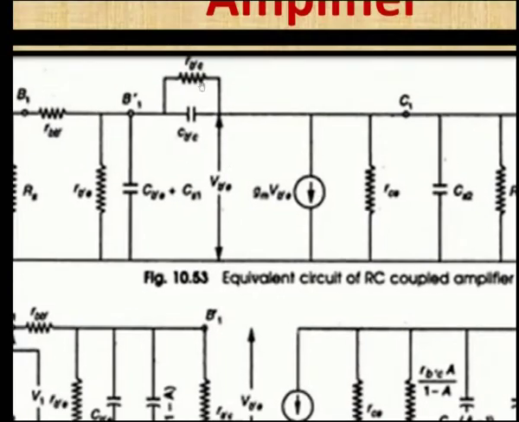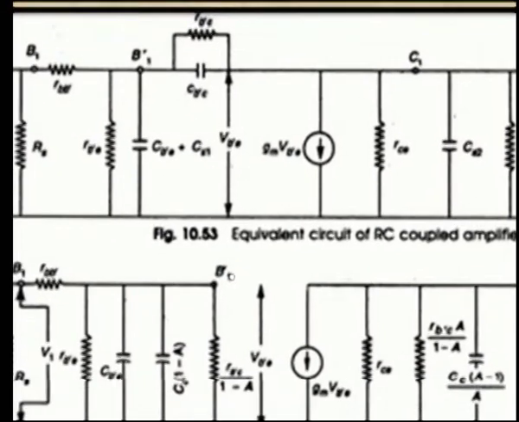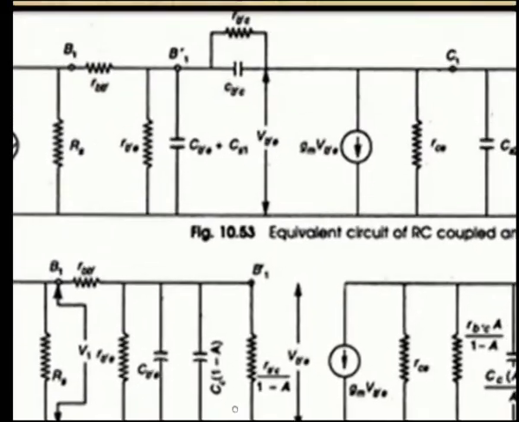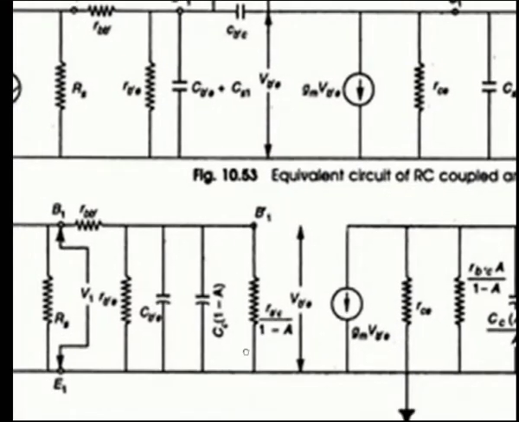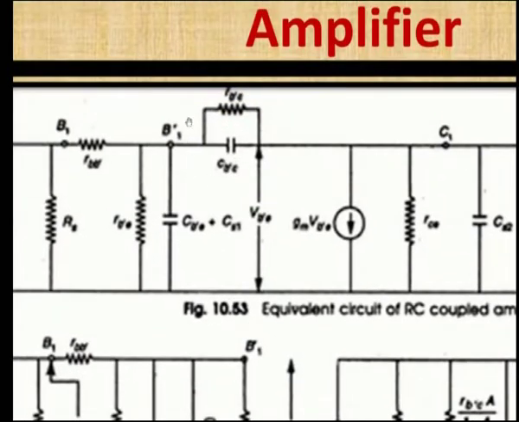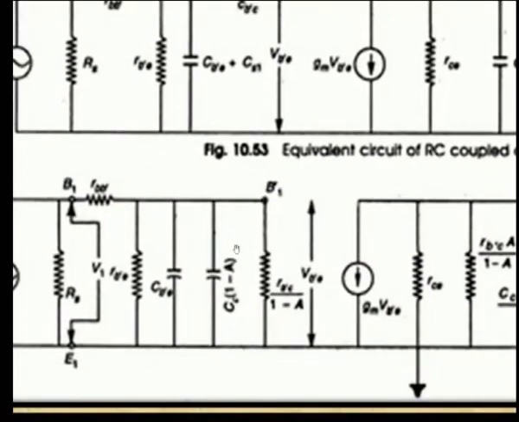So, here this RB'E is drawn as RB'E by 1 minus A, and the capacitance between the base and the collector terminal, CB'C, is given as C into 1 minus A. So, this is by Miller's theorem. The parallel combination of this RB'E and CB'C is written as this: the capacitance from base to emitter and the resistance from base to emitter.